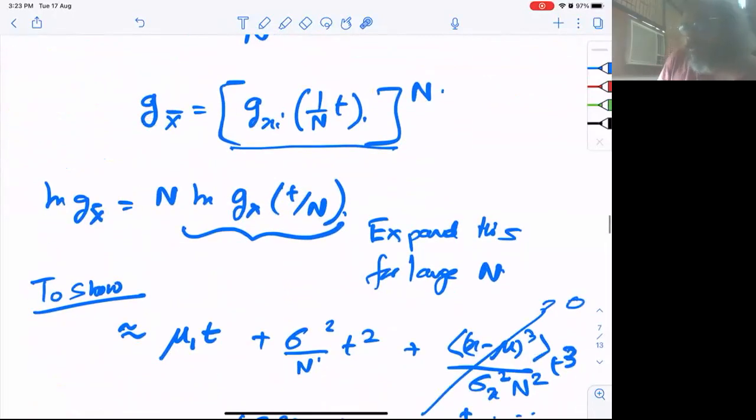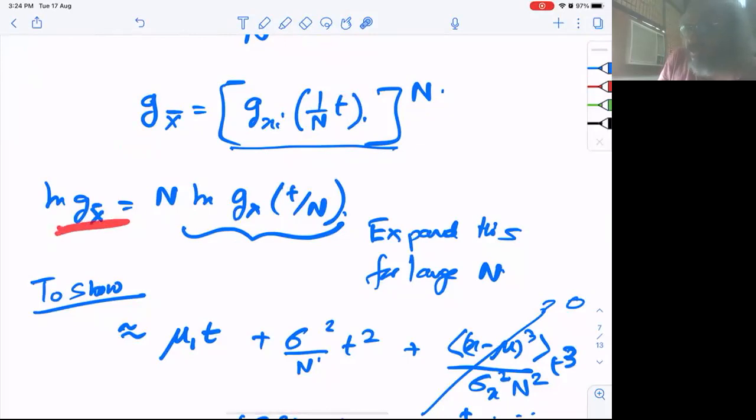So you can do something very simple. You ask how does G x bar look when my n starts getting very large, in the asymptotic limit, when n is a very large number. You would have said that, oh, it's a product of many probability distributions, so it must be becoming very small. But also you see that this t scales as 1 over n, so it's non-trivial. So you do an expansion for large n.